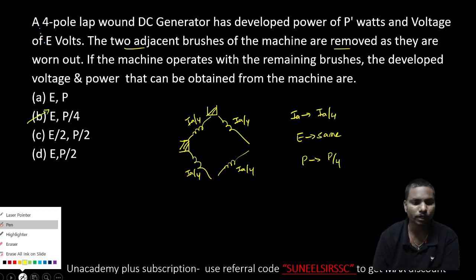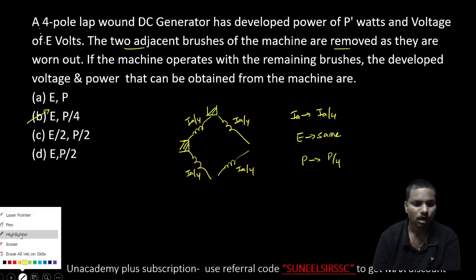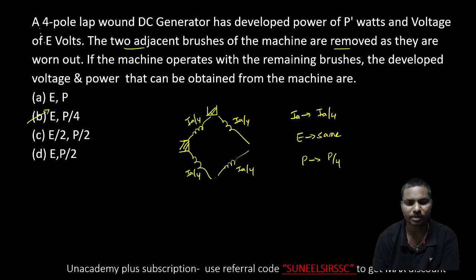For example, if opposite brushes are removed, this brush and this brush, then all will be open circuited. Current is 0, then power will be 0. Coming to the next question.